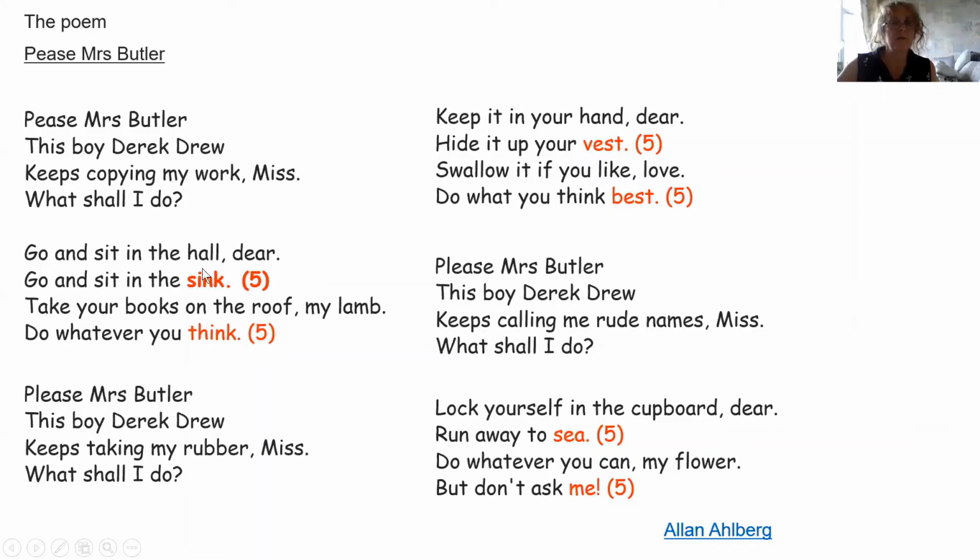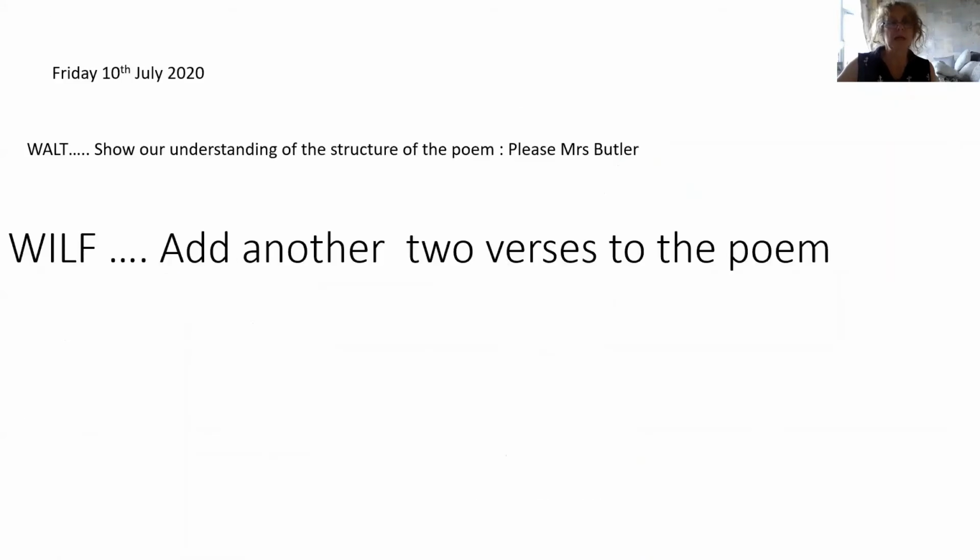The second part, the second verse, is a little bit trickier. So this is where Mrs. Butler is replying back. And if we look, this is what I'm looking for, is go and sit in the sink, do whatever you think. So the second line and the fourth line have both got 5 syllables. In fact, in every verse they have got 5 syllables and they rhyme. So that might be the trickiest part of the poem for you to do, but have a go and make it fun. Yeah, do not stress. You're not allowed to stress.